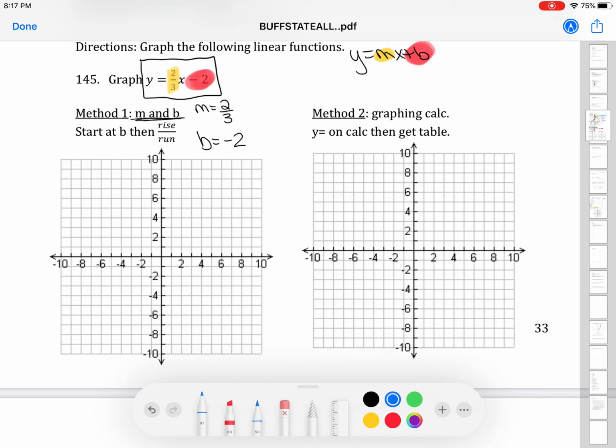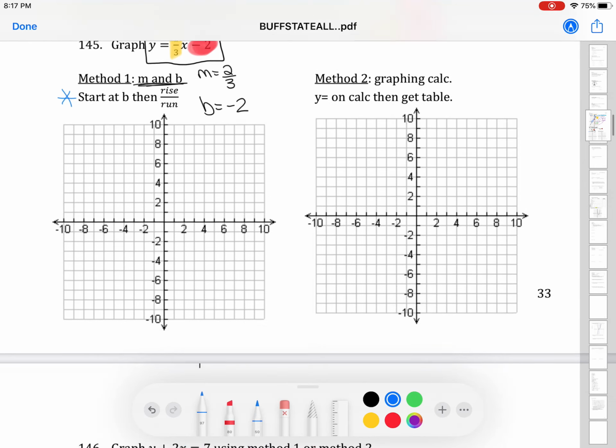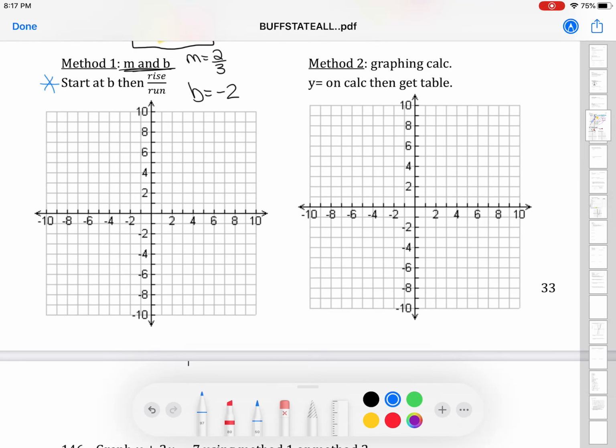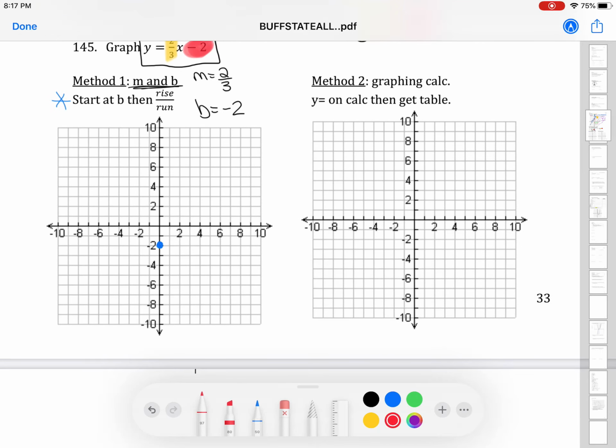Okay, so now that we know what m and b are, we're going to use this m and b method to graph the equation of this line. So it even tells me right here to start at b, then do the rise over run. So b, remember, is your y-intercept. You're going to graph it on the y-axis. So my point is going to go right here at -2 on the y-axis. So I took care of the start at b.